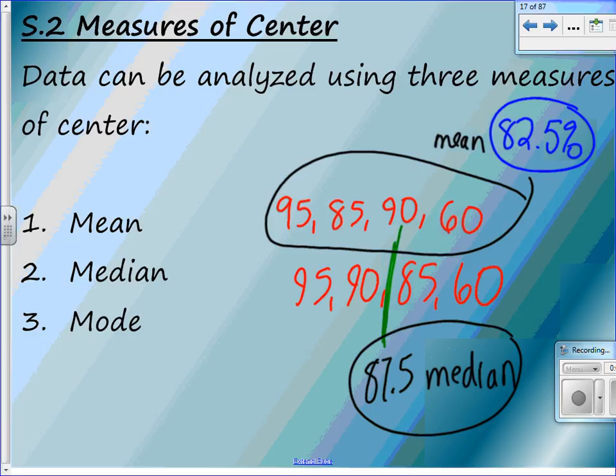So if I want to know, hey, what about the middle kid? What is the middle kid doing here? I would look at the median. But if I want to consider all of the kids, their exact score, I look at the mean.